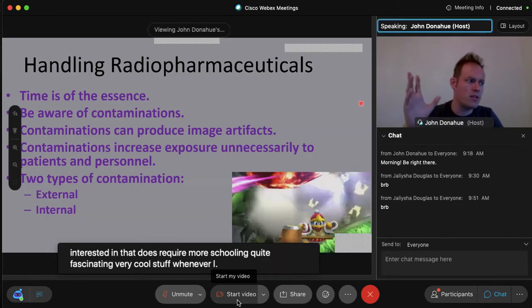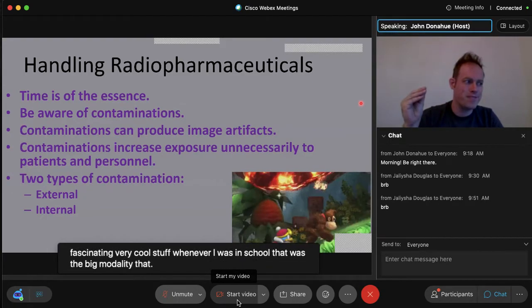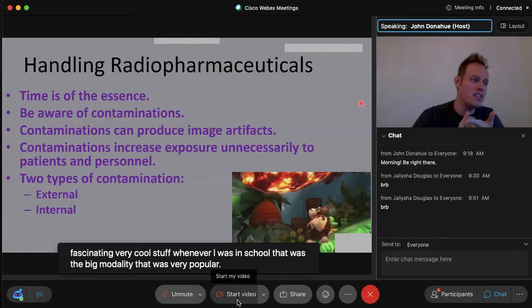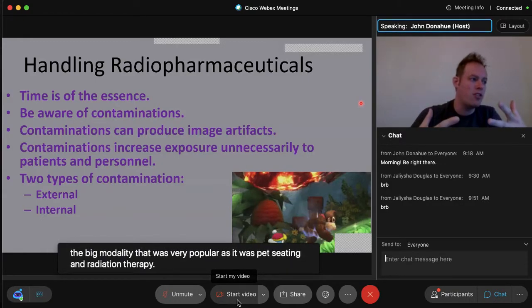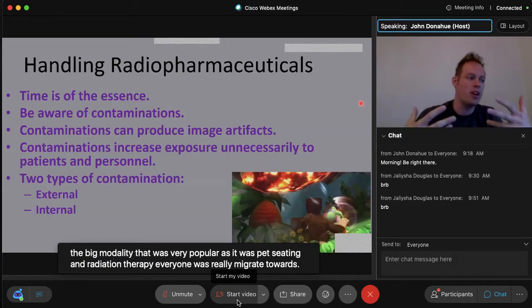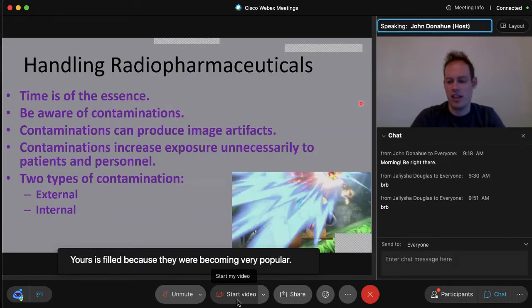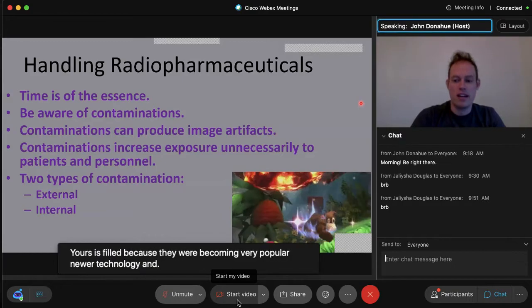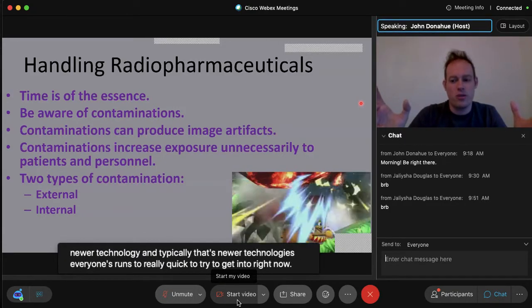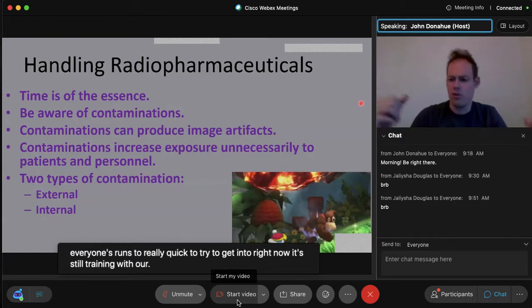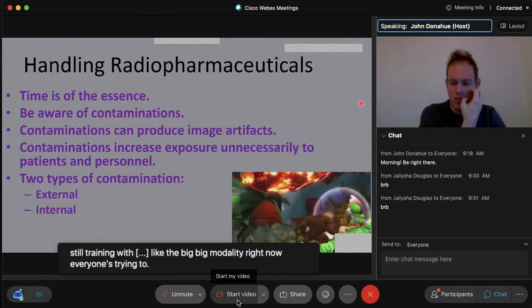Whenever I was in school, that was the big modality that was getting very popular. It was PET-CT and radiation therapy. Everyone was really migrating towards those fields because they were becoming very popular. It was newer technology, and typically those newer technologies everyone just runs to really quick to try to get into. Right now, it's still trending with IR. IR is like the big modality right now that everyone's trying to get into.